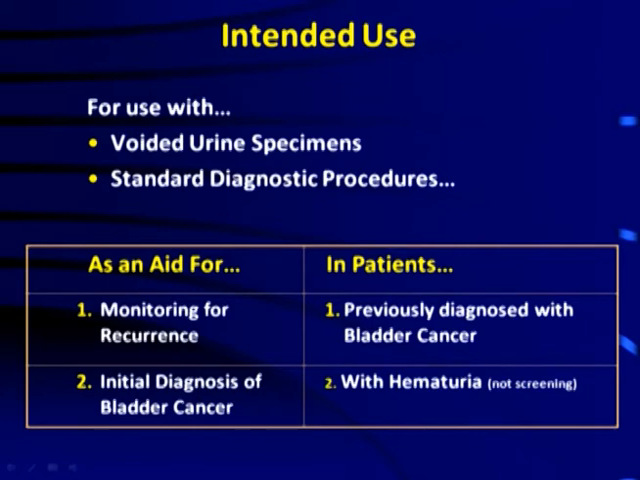FDA is approved only for voided urine specimens, although we get all kinds of kidney taps, bladder washings, we see just about everything. Please note that the FDA approval is for voided urine. And it is as an aid for monitoring for recurrence. The original FDA claim in 2003 was to look for recurrence of patients that have been previously diagnosed with bladder cancer. And in 2005, a second FDA claim was added, and that is for the initial diagnosis of bladder cancer with hematuria. In small print, it does say this is not a screening procedure.